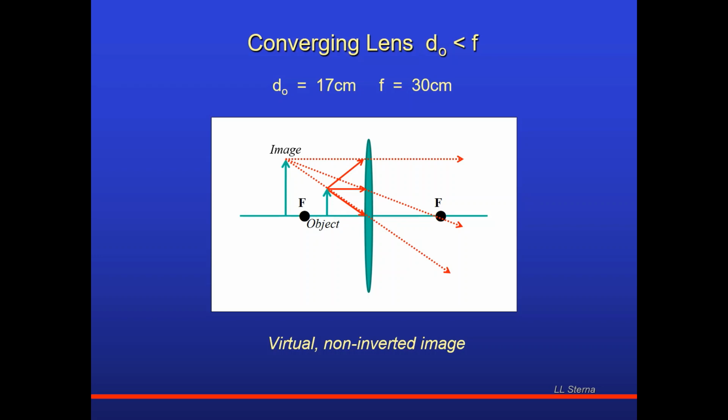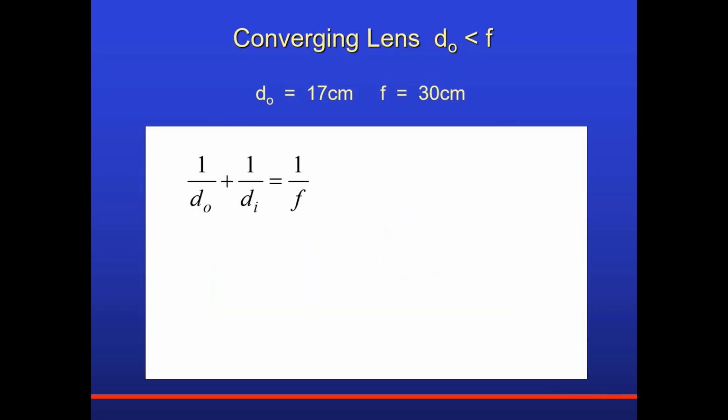Okay, let's continue with the equation. Notice the numbers DO and F. DO is smaller than F. So there's the equation. We plug in the values for DO and F. Again, these are both centimeters, so we don't have to convert units. 1 over 17 plus 1 over DI equals 1 over 30. DI is negative 39.2. It's a negative number.